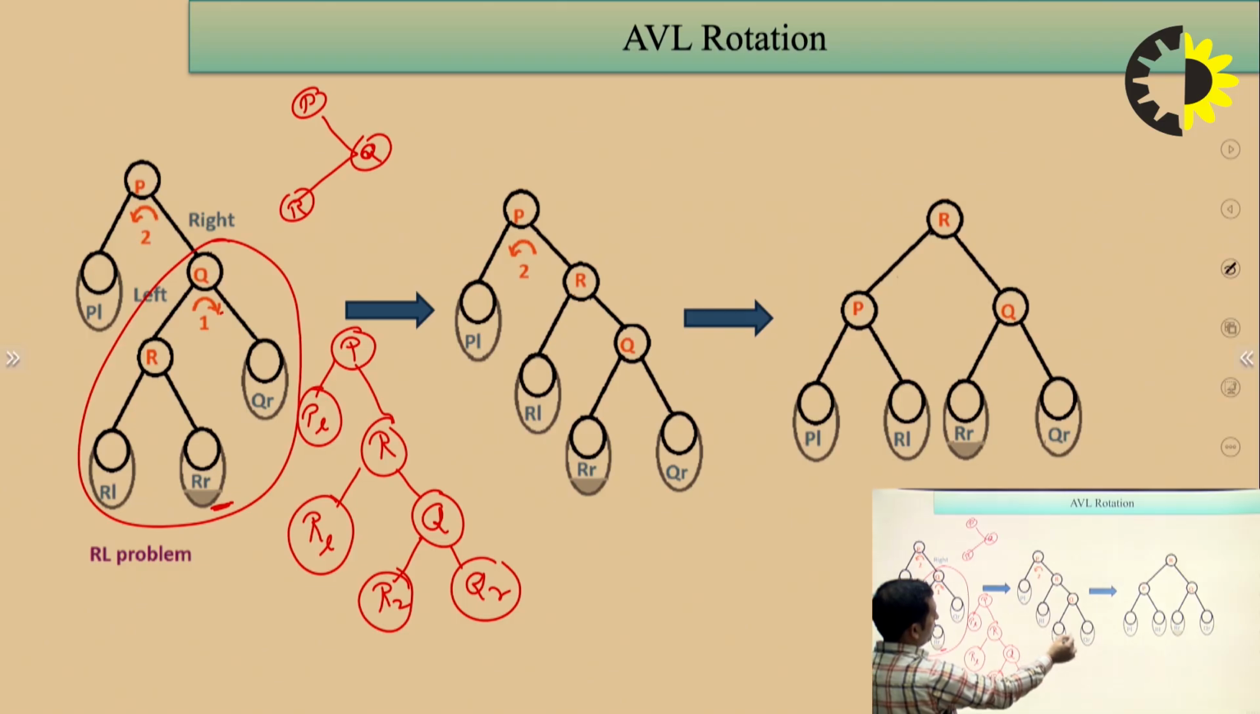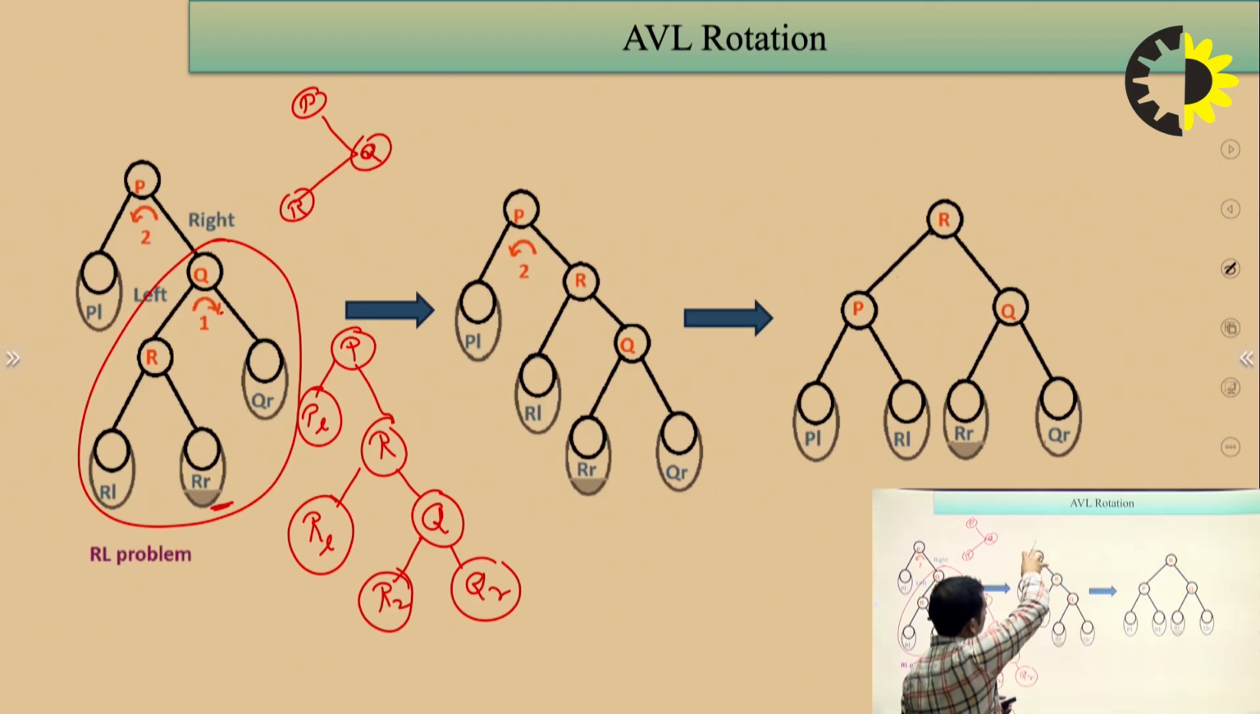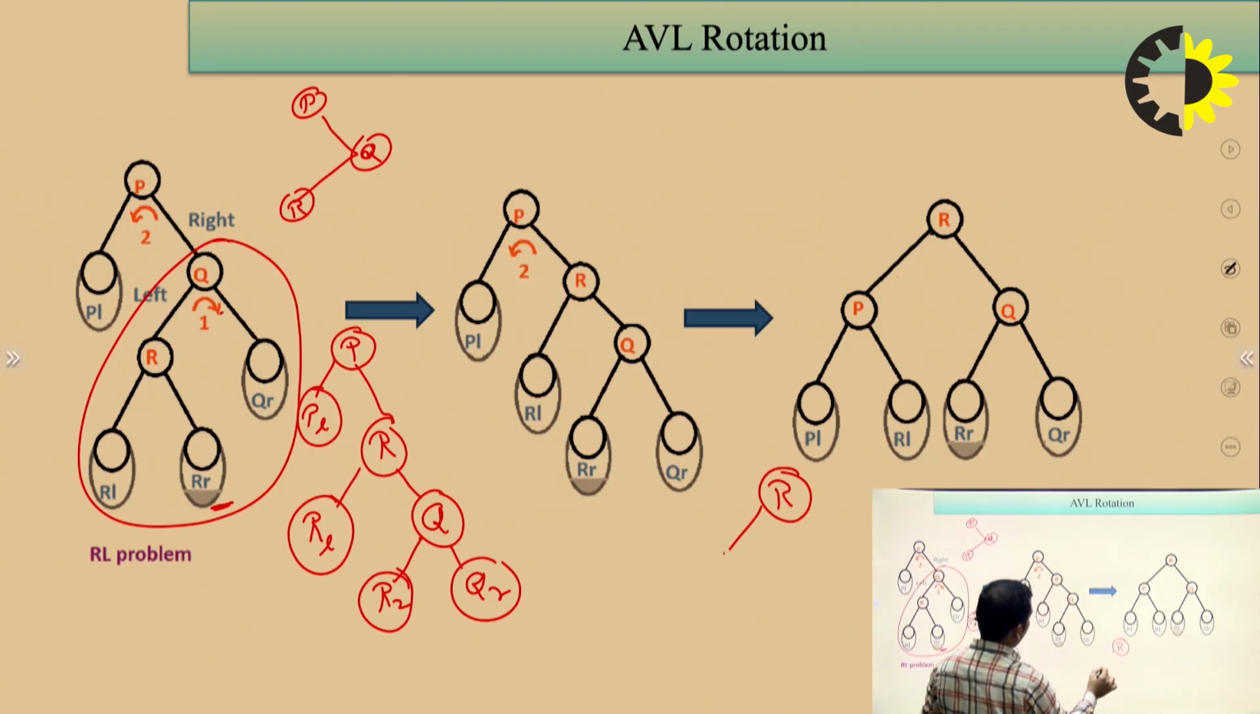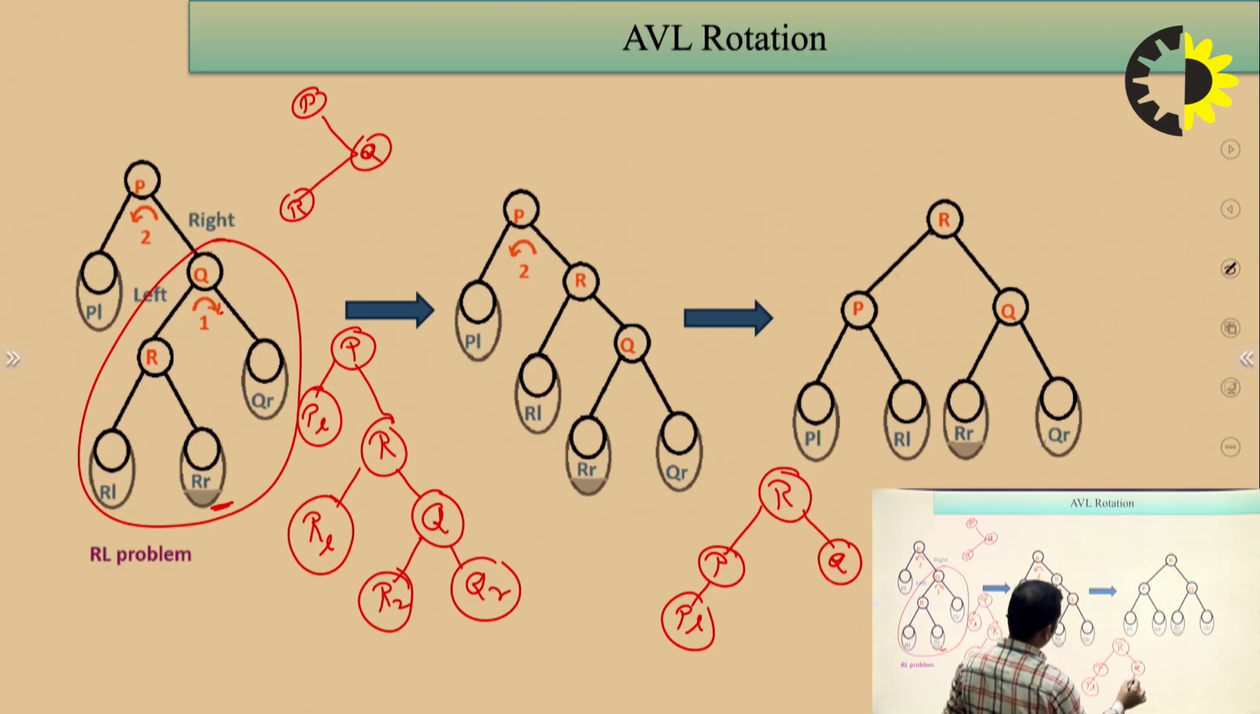After the first rotation we will get this one, and now after the second rotation at P, the left rotation at P, what happens? If we rotate left, R will come upside, and in the left subtree P will attach here, P, PL, and this particular branch is untouched for R, Q, RR, and this is QR.